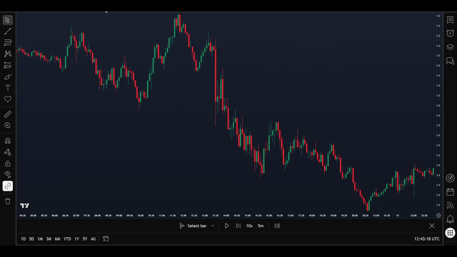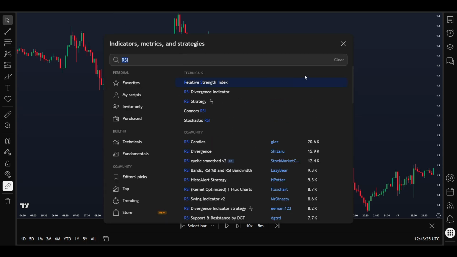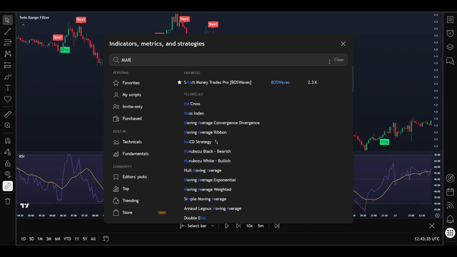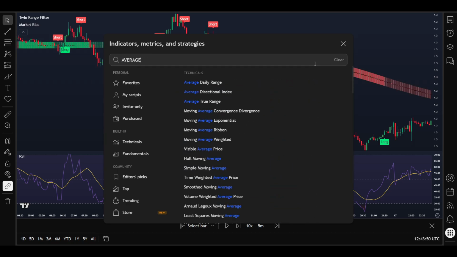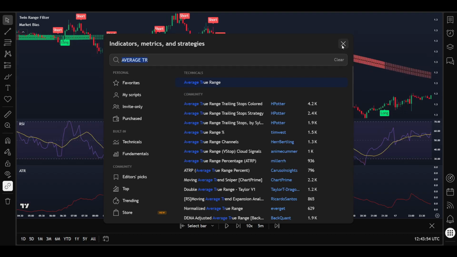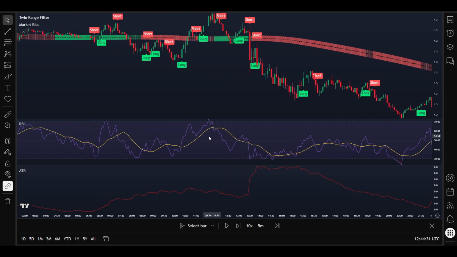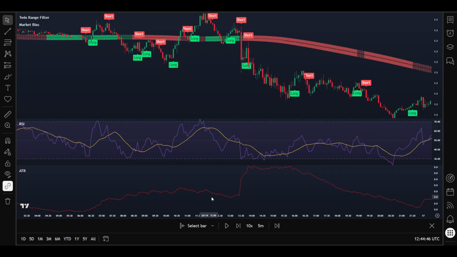Open indicators on TradingView. Add Relative Strength Index, RSI, under Technicals. Add Twin Range Filter by Colin Mick. Add Market Bias by Professor X. Add Average True Range, ATR, under Technicals. We're keeping it light. Each tool has a single job. RSI finds extreme conditions. Market Bias shows the true context and the pullback window. Twin Range Filter gives the on-off switch, and ATR turns stop-loss placement from a guess into a number.